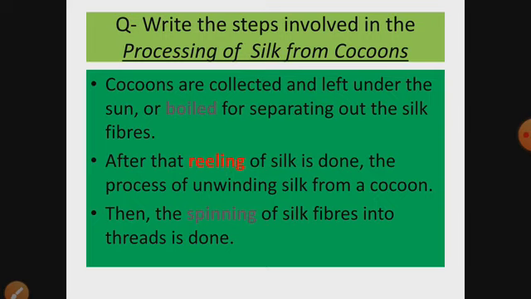So after that, reeling of the silk is done. The process of unwinding the silk, taking out the silk from the cocoon. So 80% of the cocoons which we have kept aside, we can do the reeling out of it. Then the spinning of the fiber is done. Spinning means twisting the fiber together to make the yarn or thread. You have read it in 6th class, spinning.